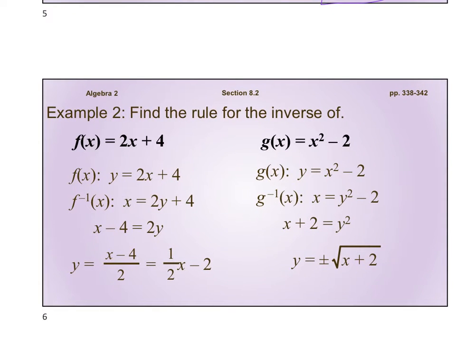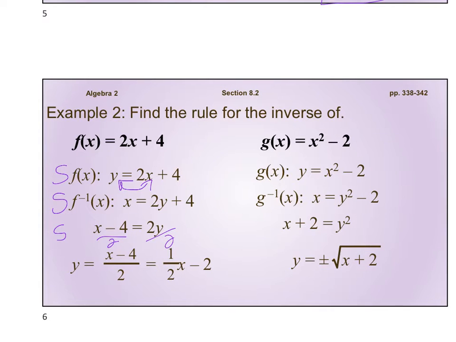Find the rule for the inverse of 2x plus 4. Well, first step, substitute. So this is my first S. F of x became y. Now I switch. Second S. Notice x and y are switched. I now have x equals 2y plus 4. Third S, solve for y. So I subtracted the 4, and now I divide by 2. And I end up with x minus 4 over 2.